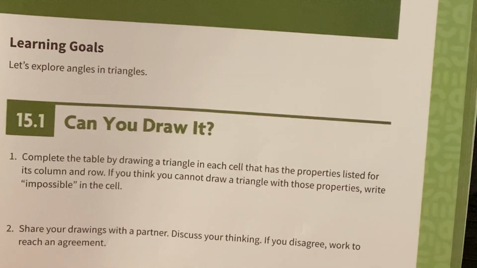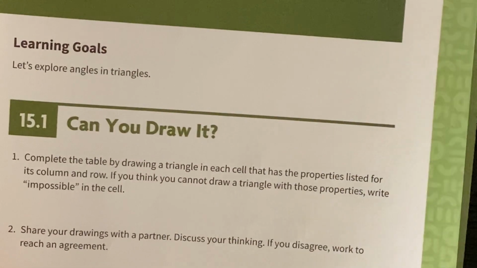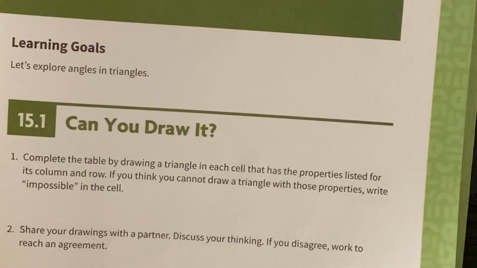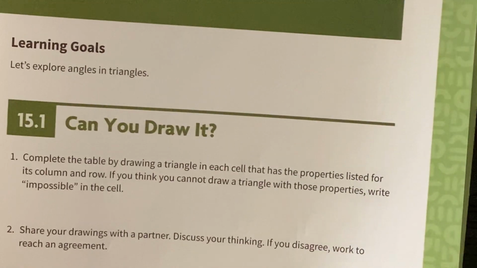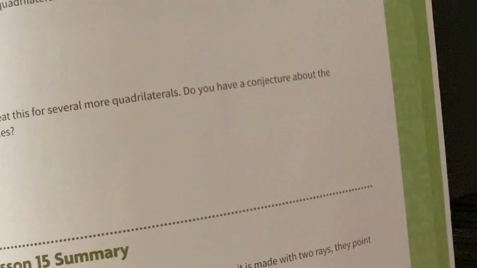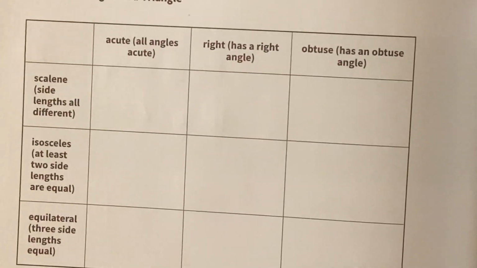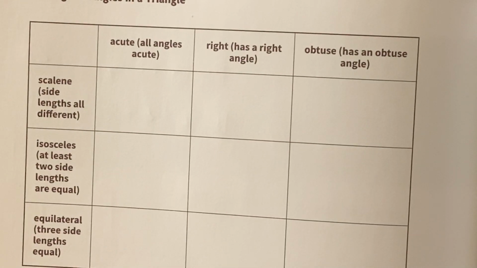Lesson 15, adding the angles in a triangle. It says complete the table by drawing a triangle in each cell that has the properties listed. If you think you cannot draw it with these properties, write impossible. Share with a partner and see if you agree. So there are 9 things here, and it's going to ask you if you can draw it.